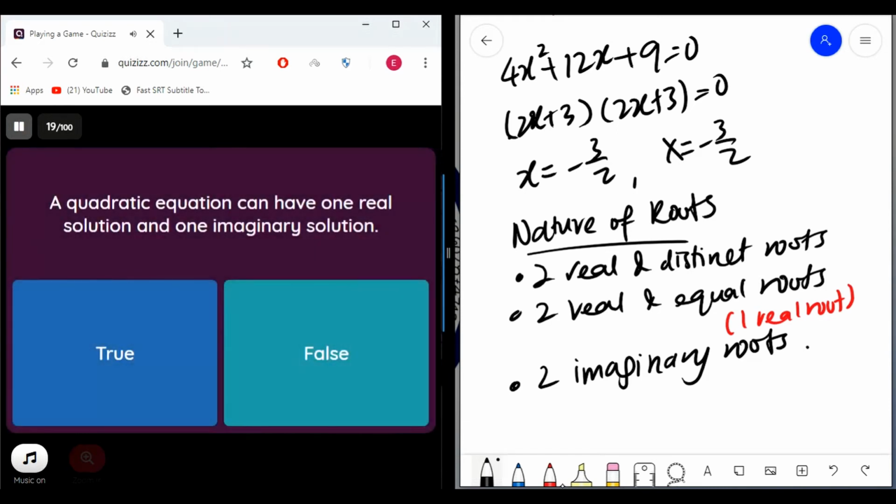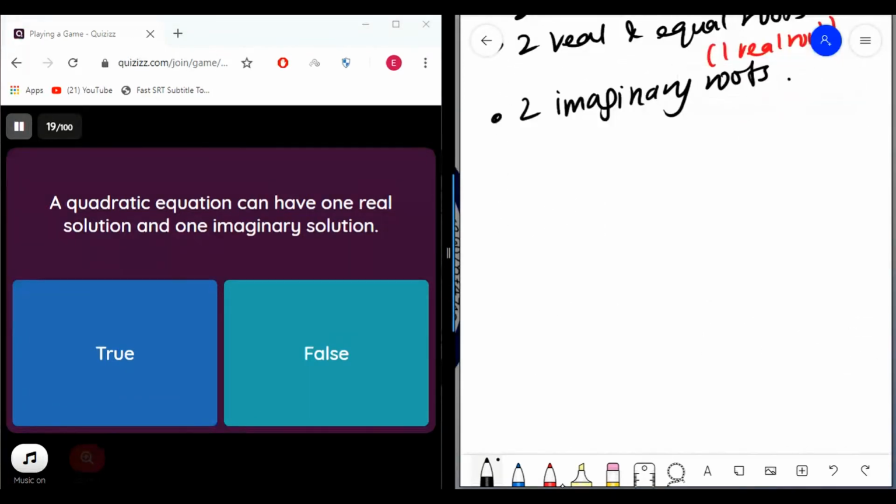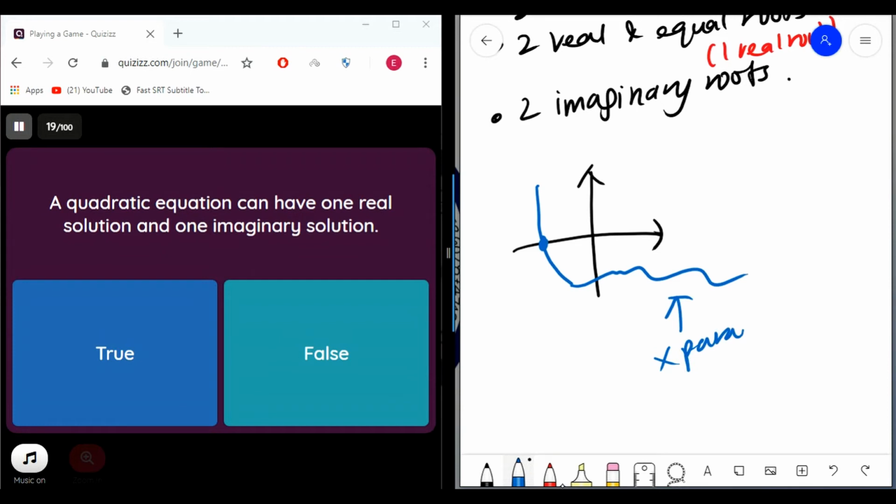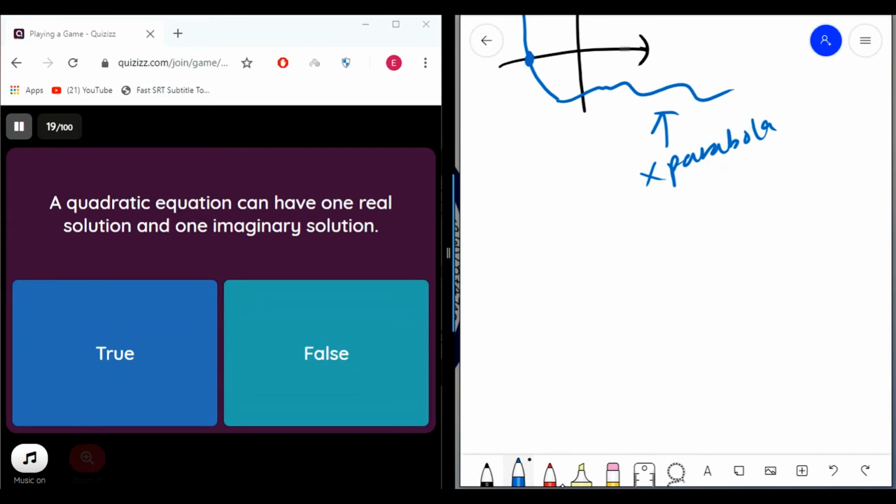Number 19. A quadratic equation can have one real solution and one imaginary solution. I feel like it's wrong. We cannot have such a parabola. Okay, maybe I draw it out for you. One leg cuts the x-axis and the other leg goes who knows where, and this is not a parabola. We know that a parabola is always symmetrical, right? So it's impossible for us to draw it out. But don't worry, we will still do the algebraic proof. We will consider all three types of nature of roots.